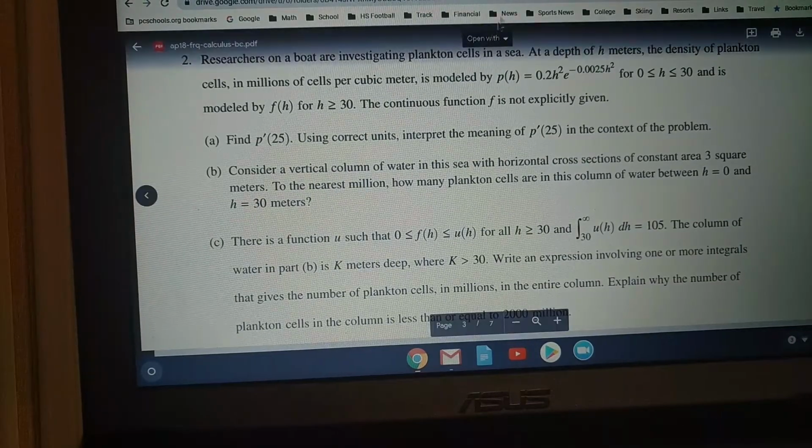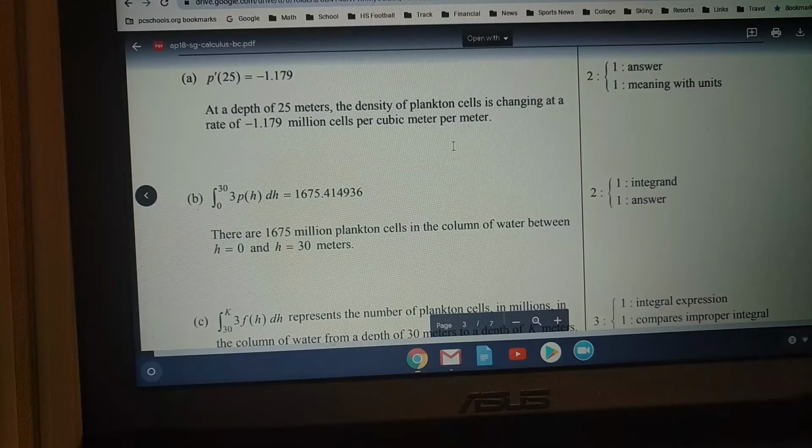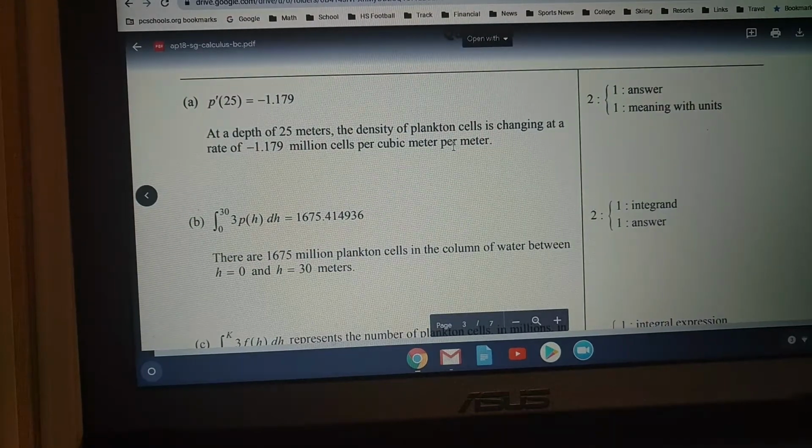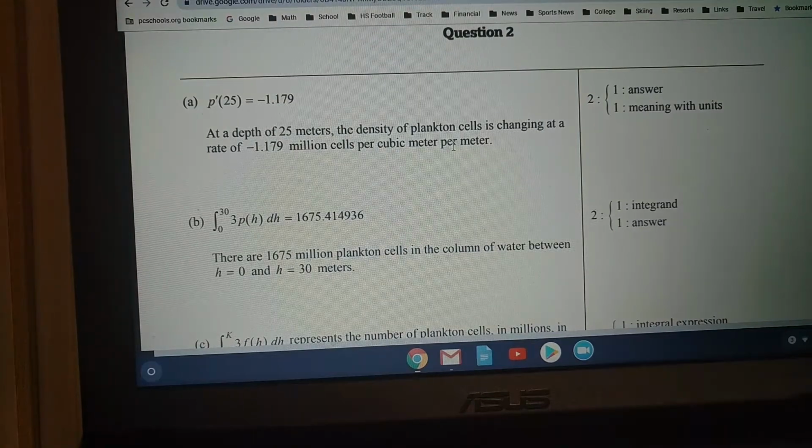So let's go ahead and look at how we're going to score this. First, for part A, 1 point for getting the answer, which is negative 1.179. If you have that, you get 1 point. And if you can explain its meaning using units, which requires units, you get the second point. The meaning is that at a depth of 25 meters, the density of plankton is changing at a rate of negative 1.179 million cells per cubic meter per meter.